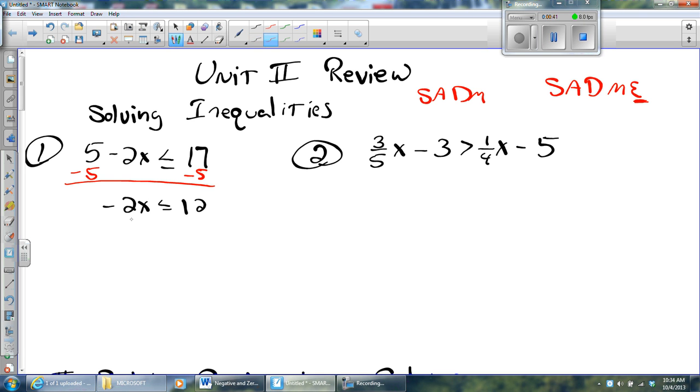Now I'm going to divide by a negative 2. Whoop, whoop, whoop. There should be warning bells going off in your head. I just divided by a negative. And I've got negative 6.